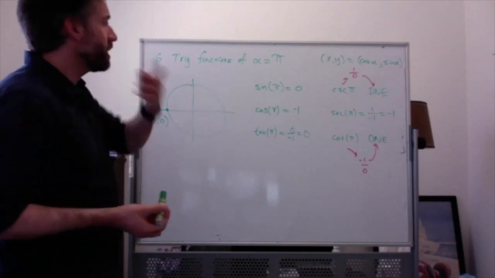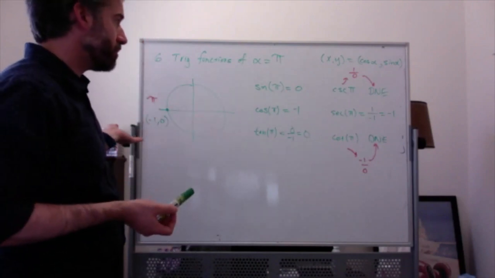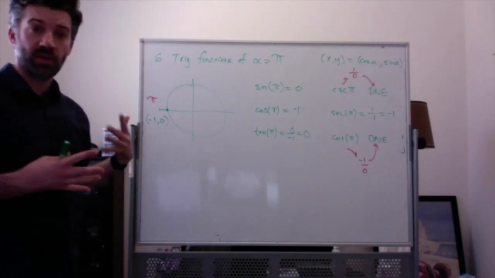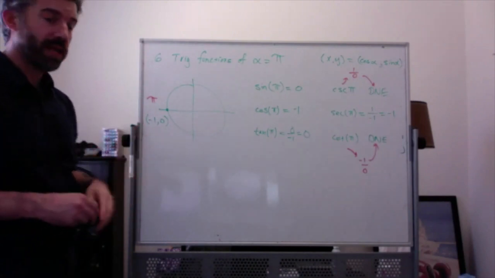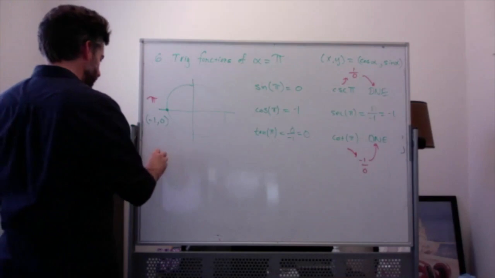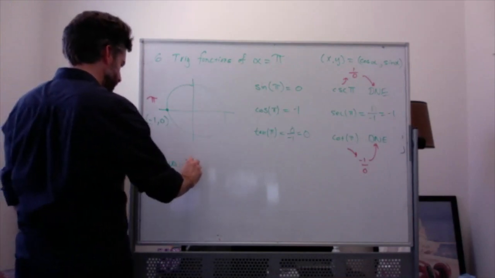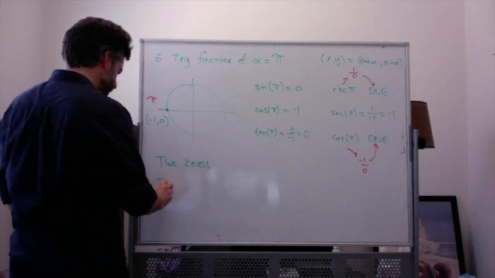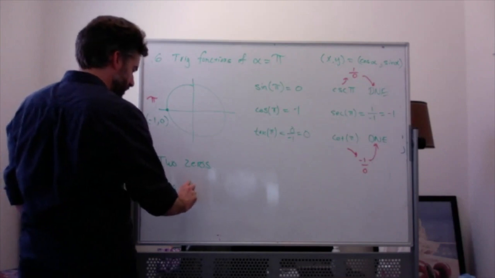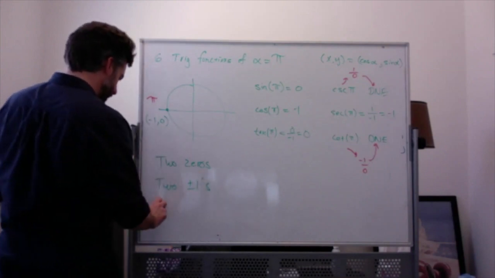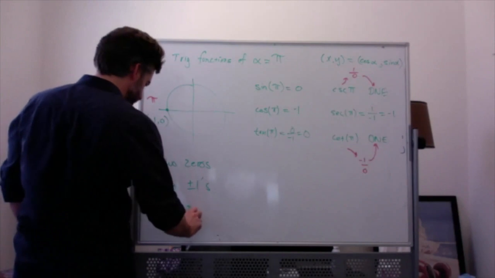So here's something I have noticed about these. Whenever you're finding the 6 trig functions of the quadrantal angle, here's what you're going to get. You're going to get 2 zeros. You're going to get 2 either +1s or -1s. And you're going to get 2 does not exist.